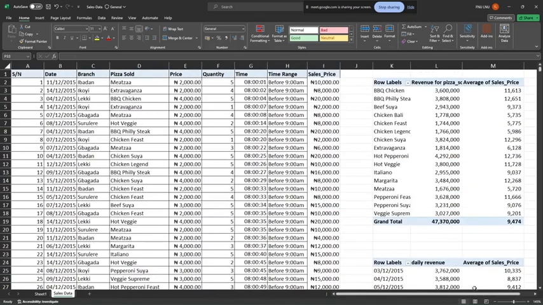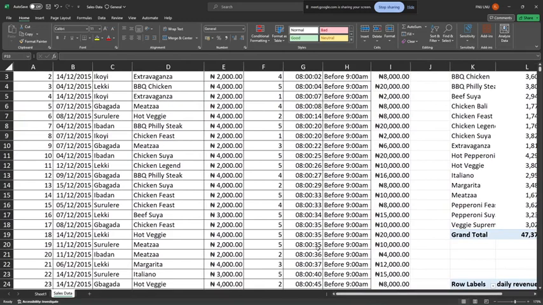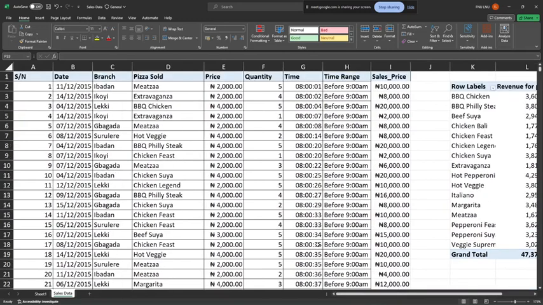So this is our table, right? Do you remember? This is our sales data from our sales table. And we have a lot of things. I know we all remember this data itself.